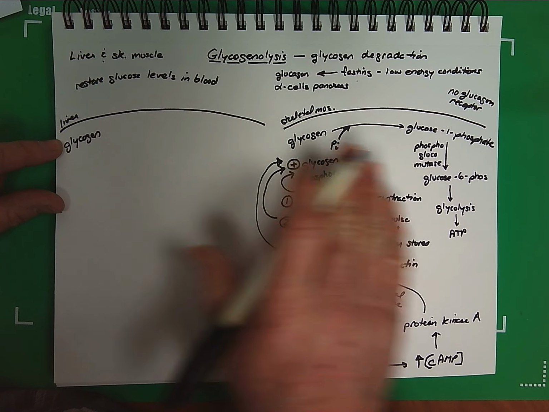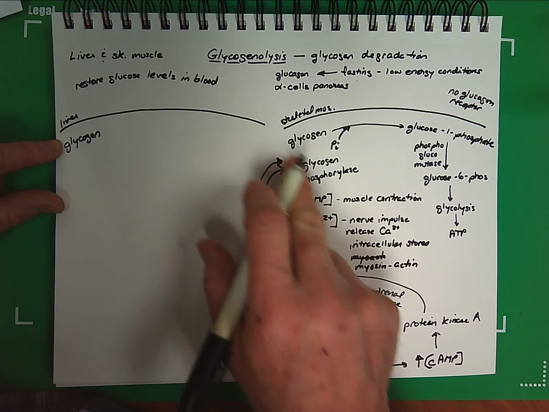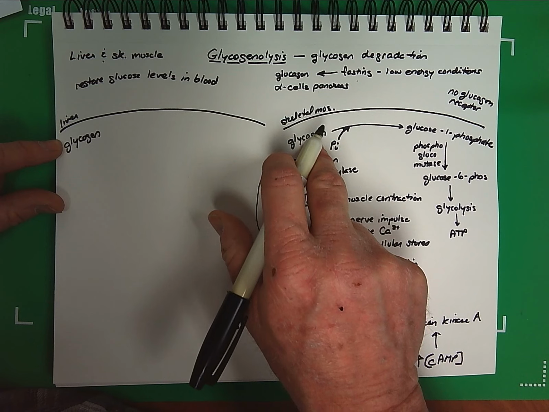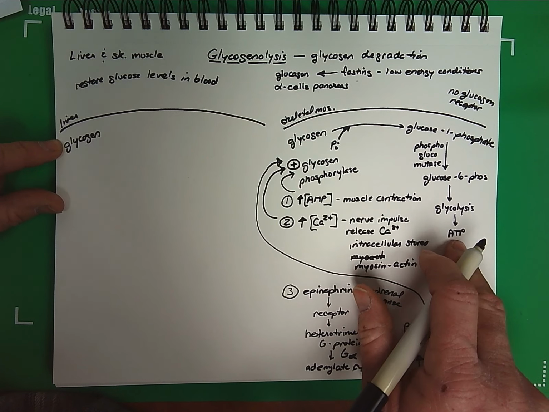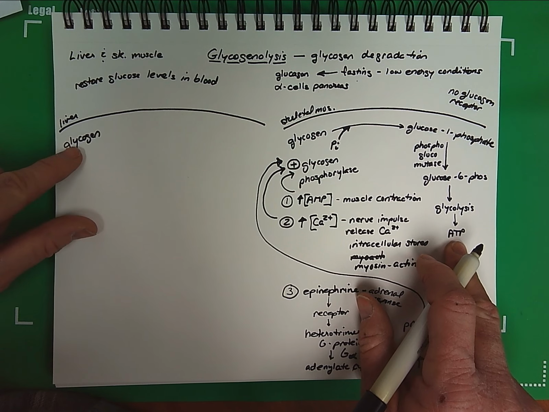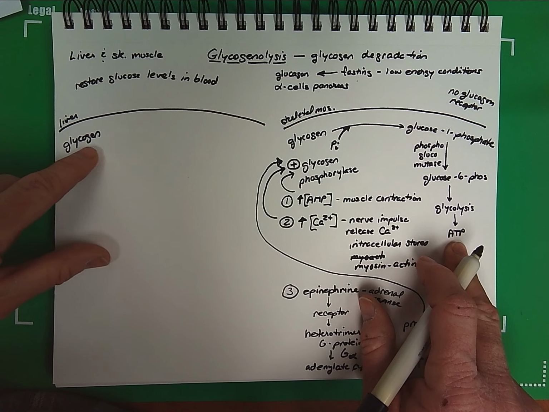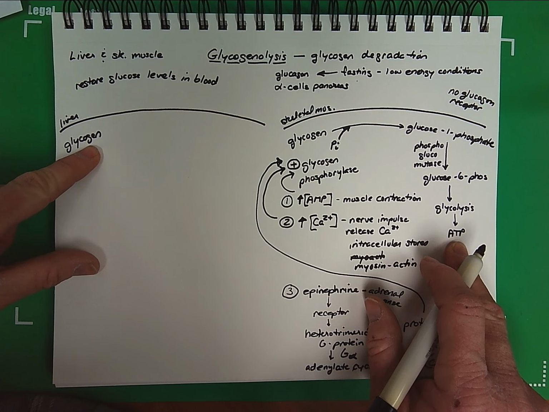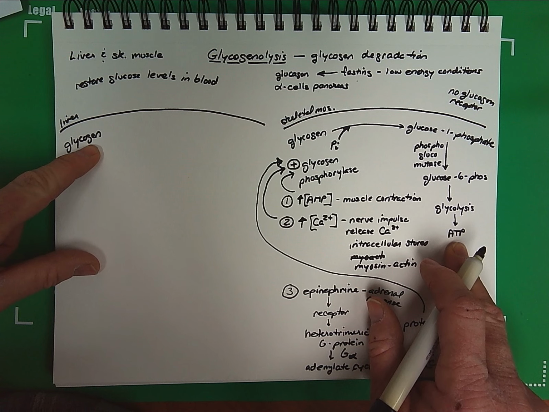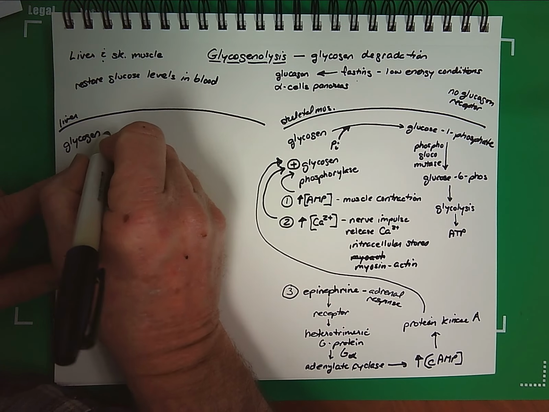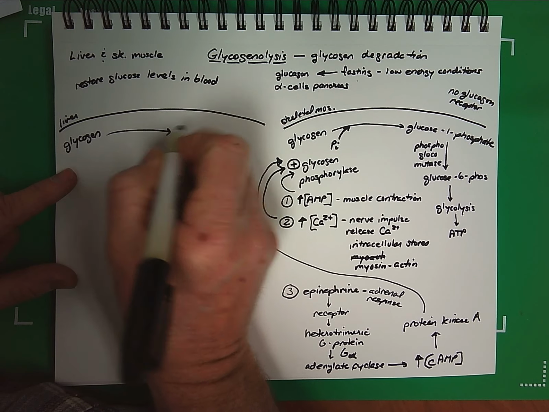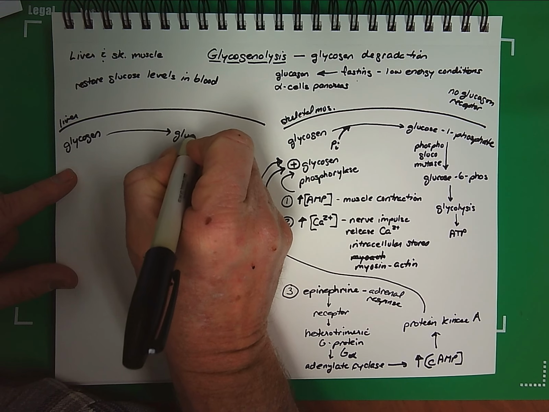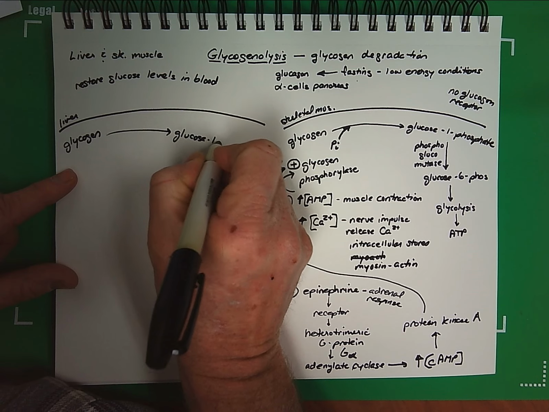This is just the opposite of skeletal muscle. Skeletal muscle is only concerned with obtaining the glucose from the stores for its own ATP production. The liver is not going to be using this, but the liver is satisfying other tissues and cells in the body for their glucose needs, primarily the brain. So the glycogen is going to be released in liver as glucose 1-phosphate.